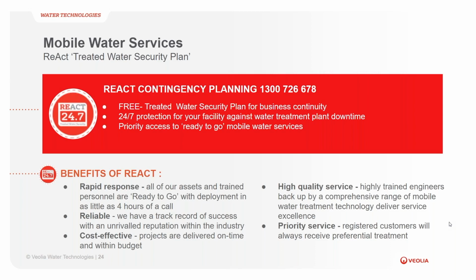So for us, it's a 24/7 protection, and for you also, for your facility, against water treatment plant downtime. As I mentioned at the start of this webinar, your job is to manufacture your product. Our job is to make sure you have the water to manufacture your product. Priority access, ready to go to mobile. So if you do a REACT with us, we will always have you as a priority to get our assets on your site. So rapid response, as I mentioned before, 4 hours.